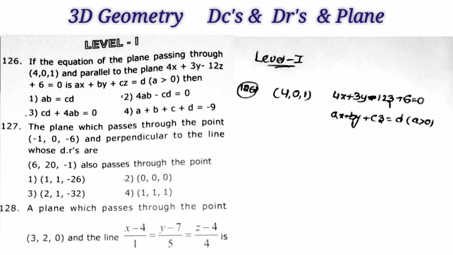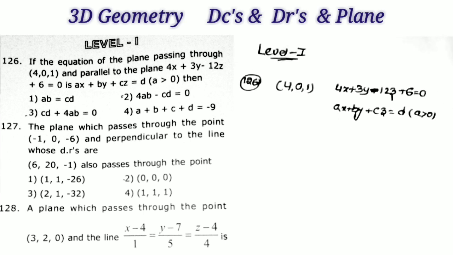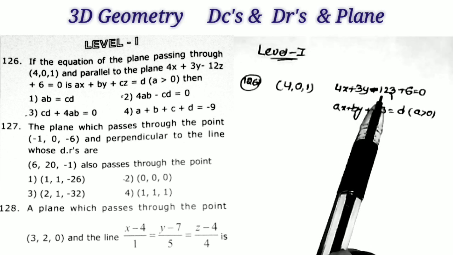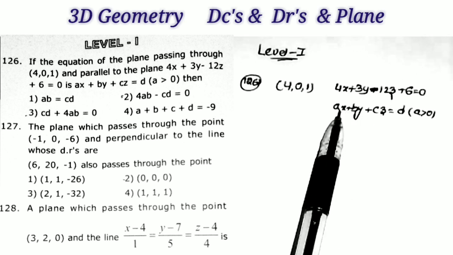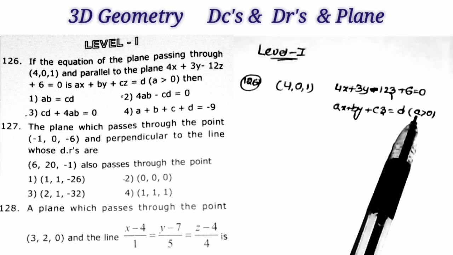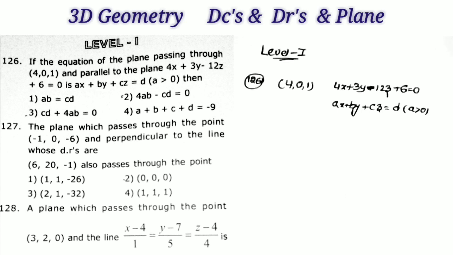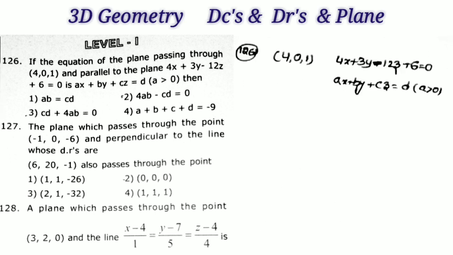Now I start the plane level 1 problems. This is sum number 126. The bit from the plane level 1 problems are enough, so I start level 1 here. Now sum number 126. The question is: the equation of the plane passing through the point (4, 0, 1) and parallel to the plane 4x + 3y - 12z + 6 = 0 is ax + by + cz = d where a > 0. Then what are the options here? Some conditions are given in terms of a, b, c, d. Now we have to check which condition is true here.